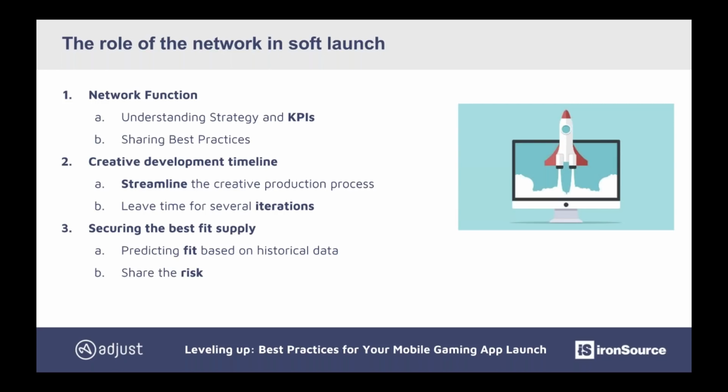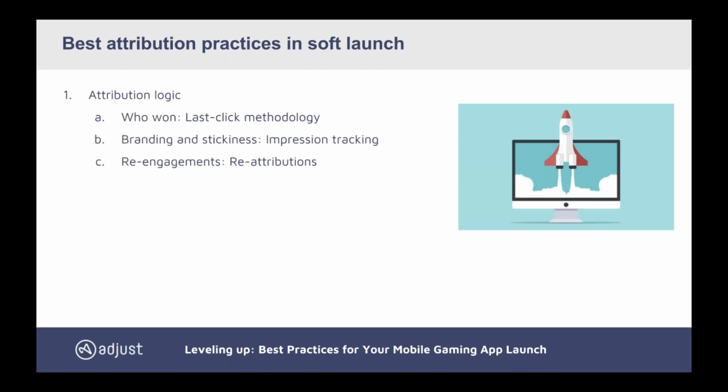When it comes to the network and the soft launch game, you want to be able to predict what is the best fit as a marketer based on historical data that the network has, or if you have any assumption that you want to utilize, so it will really allow the campaign to be delivered and to acquire the right users. And when it comes to networking, the network needs to share the risk with the game studio when it comes to securing the best possible supply throughout the soft launch to really achieve those goals in those smaller markets, so you can get the right insights and move on to the next phase.